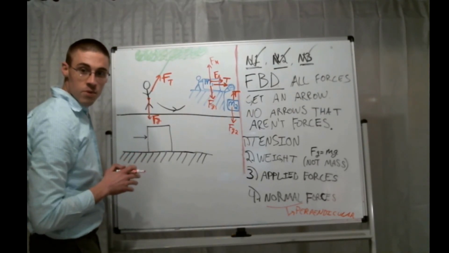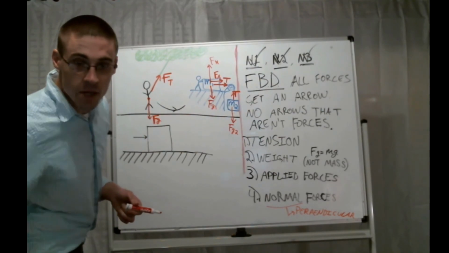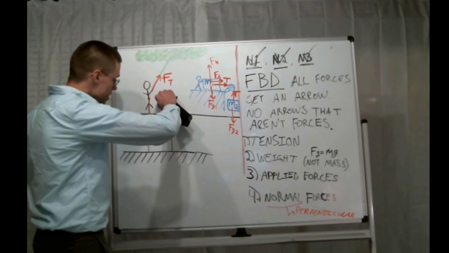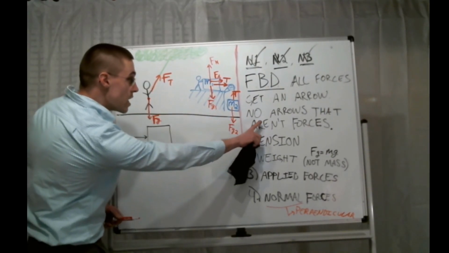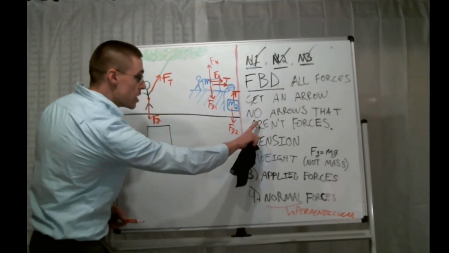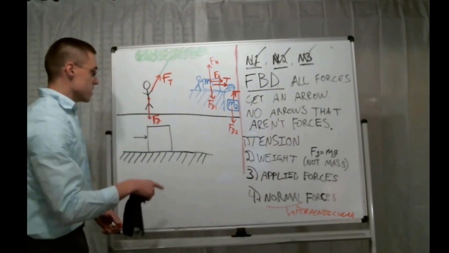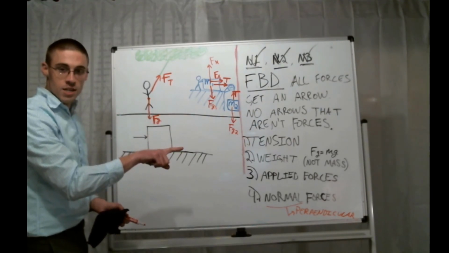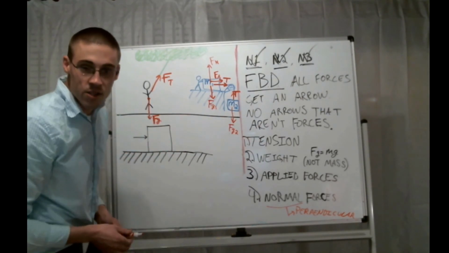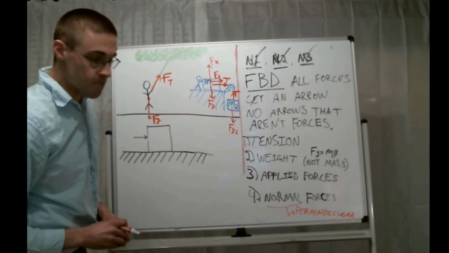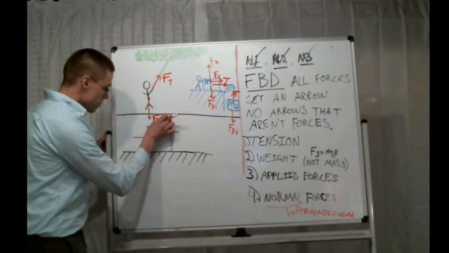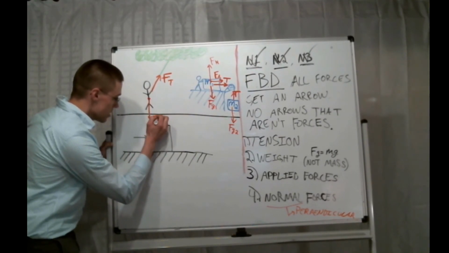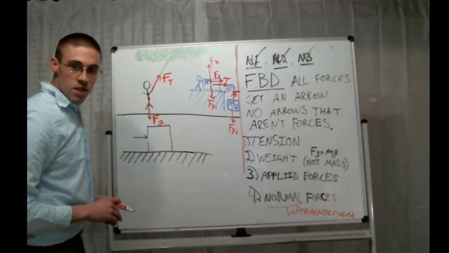And one other thing that I would recommend that you do is get rid of this thing, okay? Because all forces get an arrow, and no arrows that aren't forces, right? So I had that little arrow on there to show you which direction he was swinging in, but that's not a force, so I don't want to include that on my free body diagram. Okay, just want to make sure that this is clear, that this is F sub G, right? Gravitational force, or the weight.